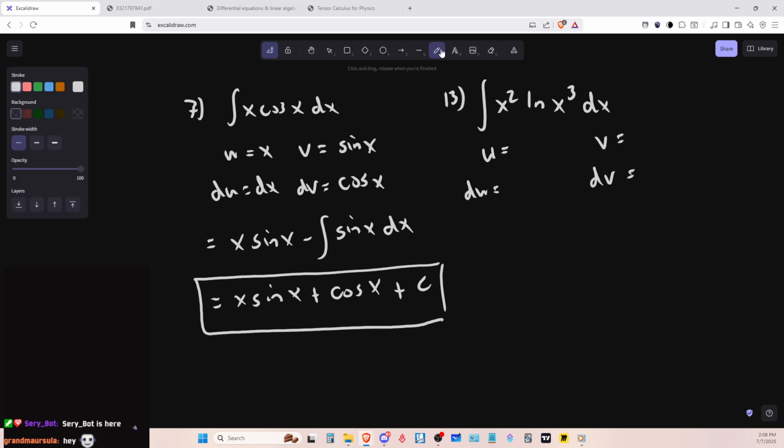So if we have this as x squared, then that means if we integrate it, it's going to be this.